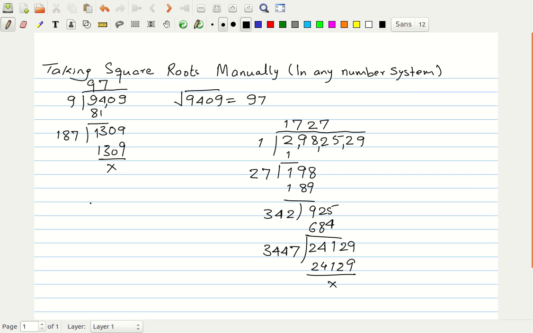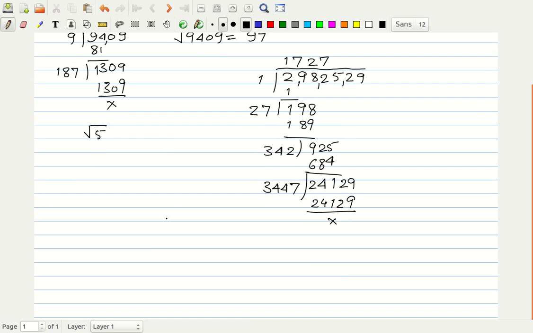We'll do one more example. For example, we want to find what is square root of 5. Okay, we know that this is a irrational number, but so we'll find it up till 3 decimal places. Okay, so again we write 5.